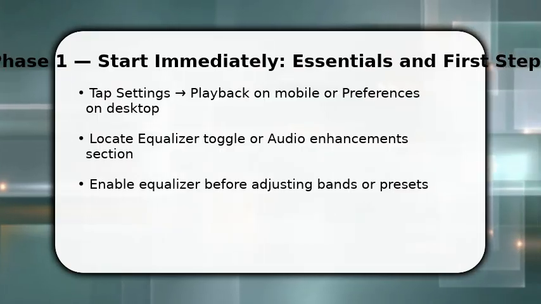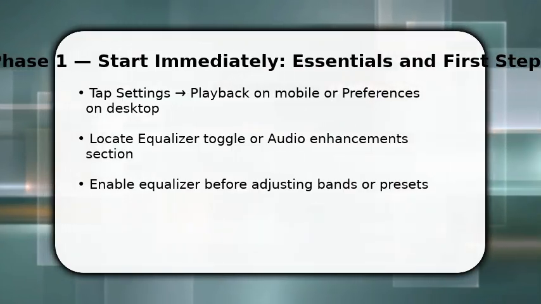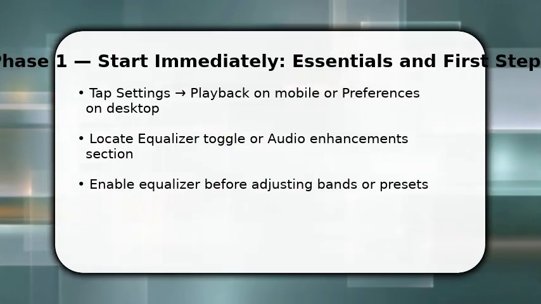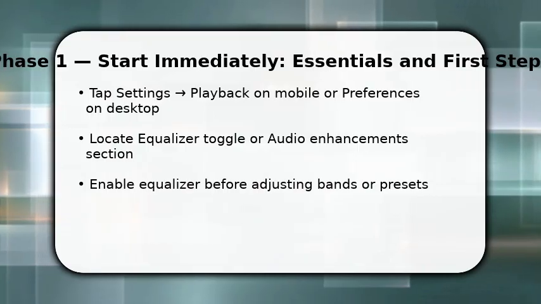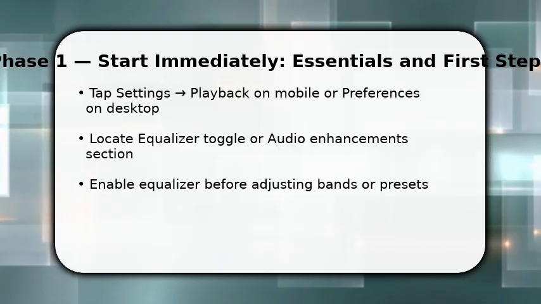You start by opening Spotify and going straight to Settings. On mobile, tap Playback. On desktop, open Preferences. Once there, find the Equalizer or Audio Enhancements section and enable the toggle. You do this first because the app won't let you change bands unless the equalizer is active.